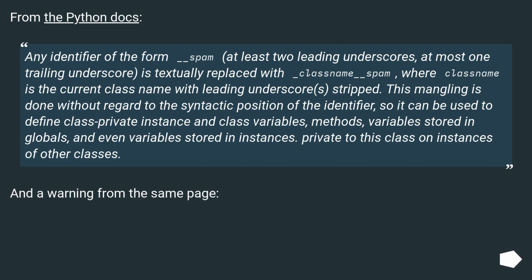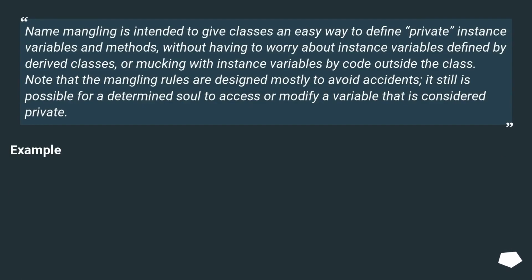And a warning from the same page. Name mangling is intended to give classes an easy way to define private instance variables and methods, without having to worry about instance variables defined by derived classes, or mucking with instance variables by code outside the class. Note that the mangling rules are designed mostly to avoid accidents. It still is possible for a determined soul to access or modify a variable that is considered private. Example.